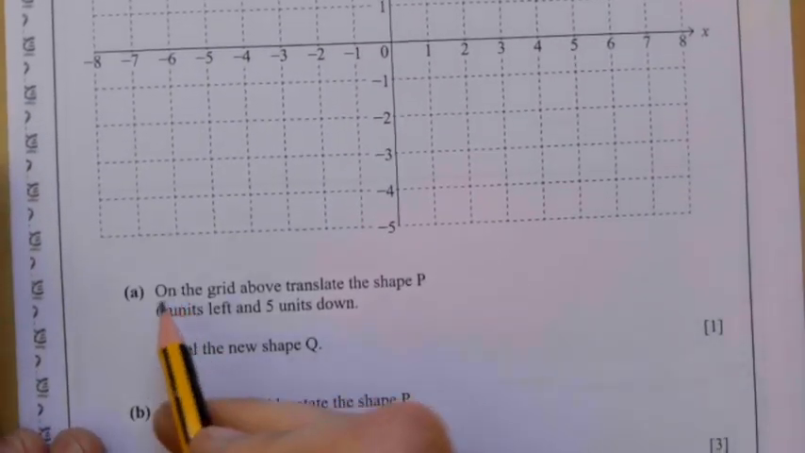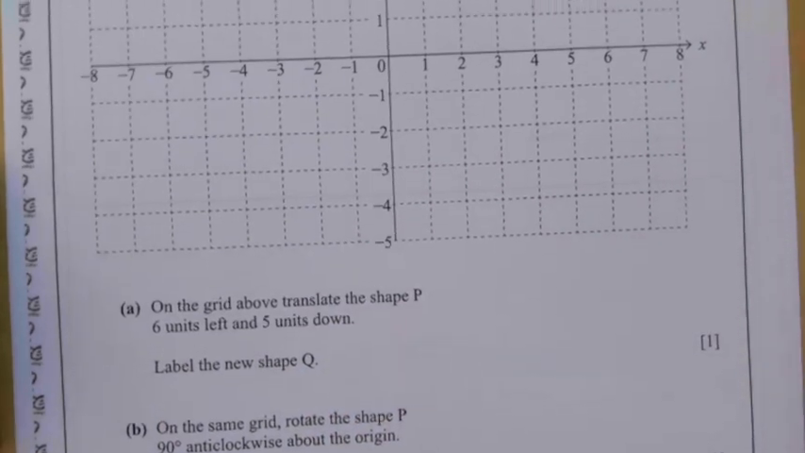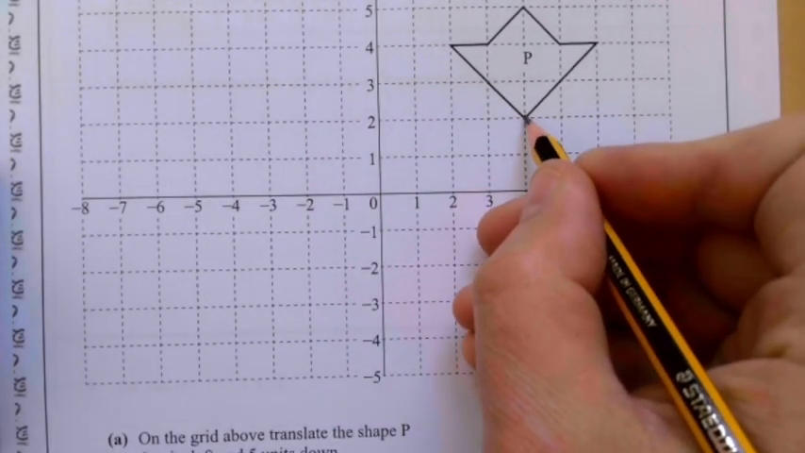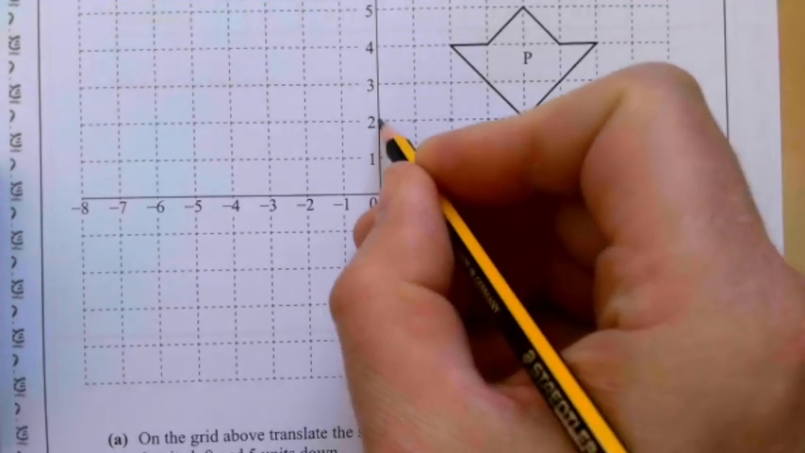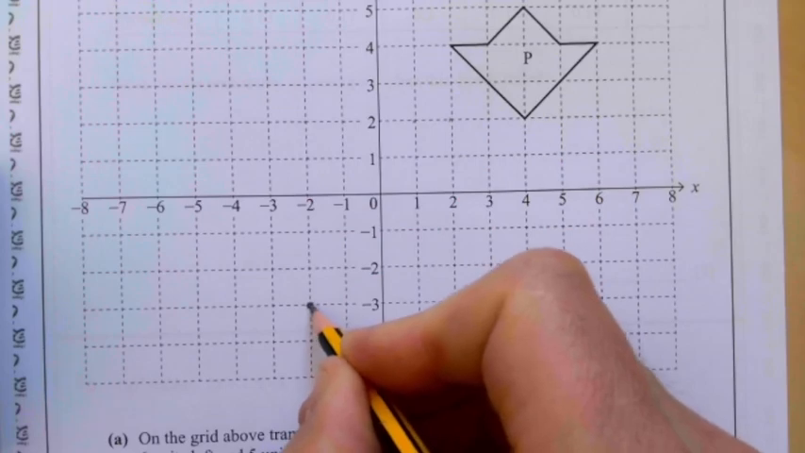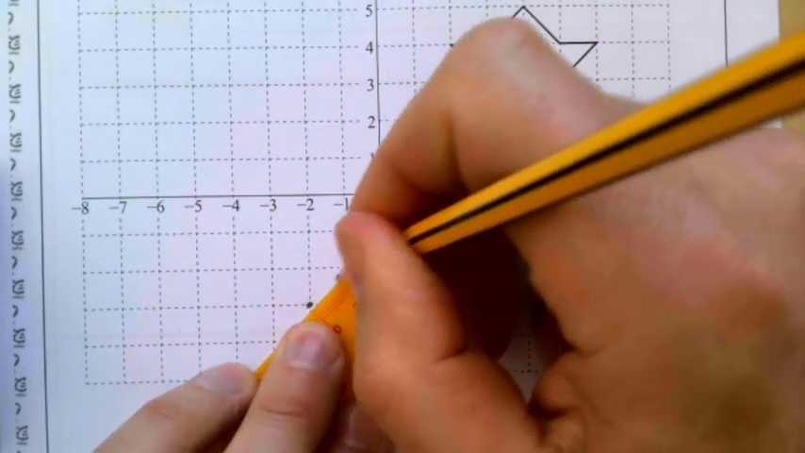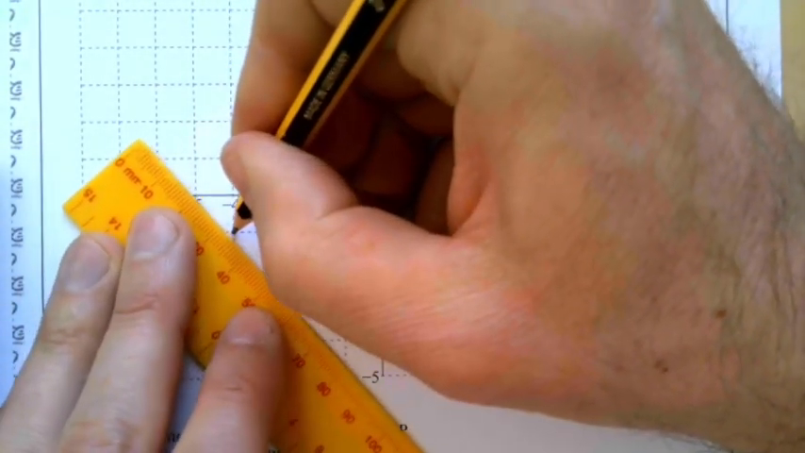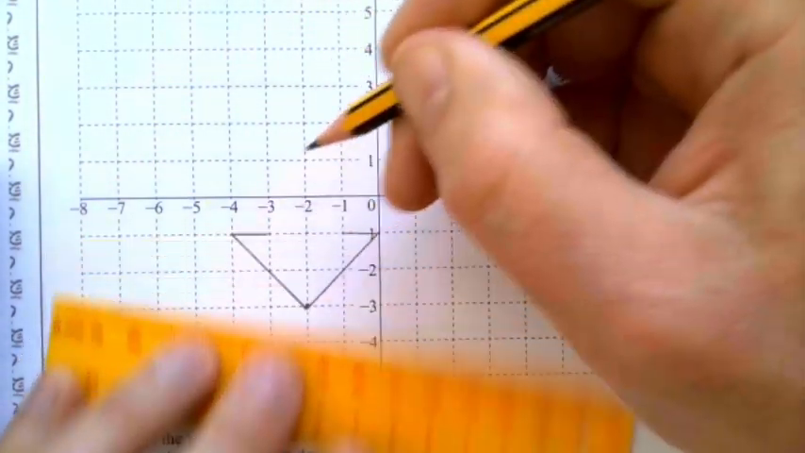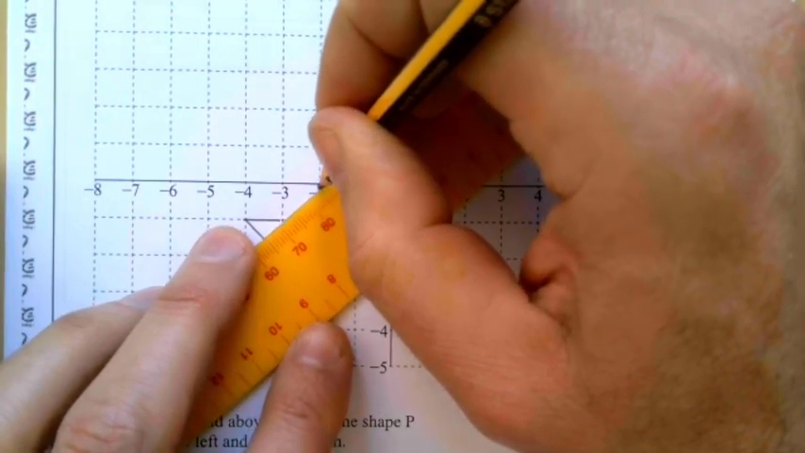There's a shape here, and it says, on the grid above, translate the shape P 6 to the left and 5 down, label the new shape Q. So 6 units to the left and 5 down. So we take a particular point here and move them 6 to the left and 5 down. So 1, 2, 3, 4, 5, 6, and then 1, 2, 3, 4, 5. And you can either move every point or just see the pattern and try then to fill that in. I'm just going to look at the shape of it. And it tells me then to label this new shape Q.